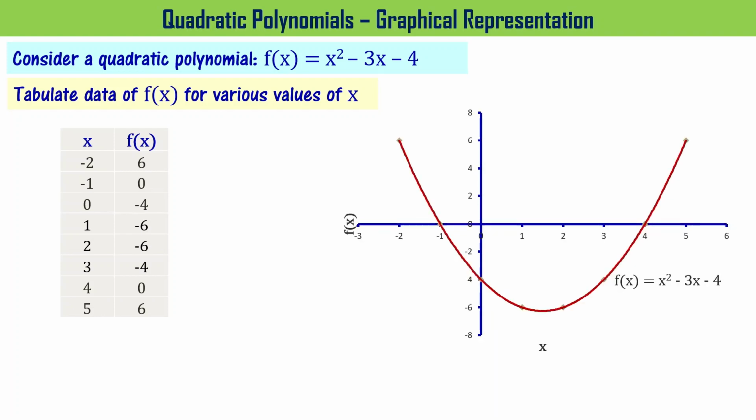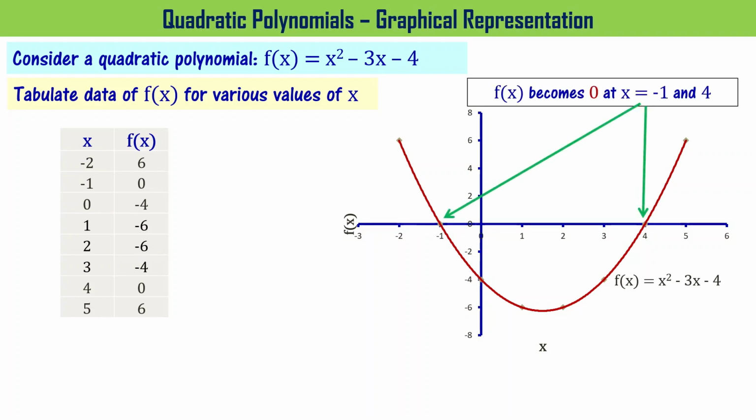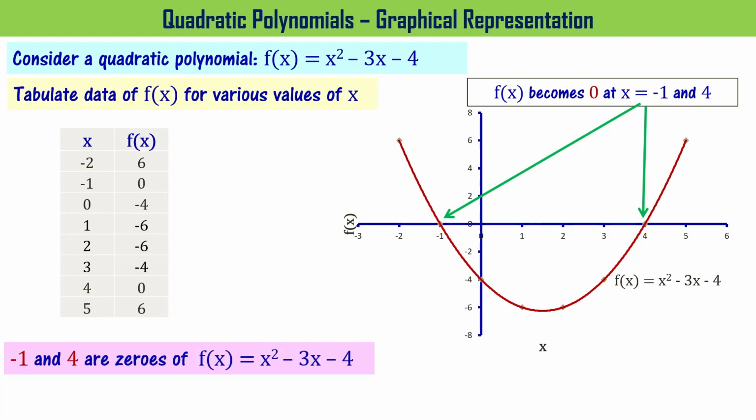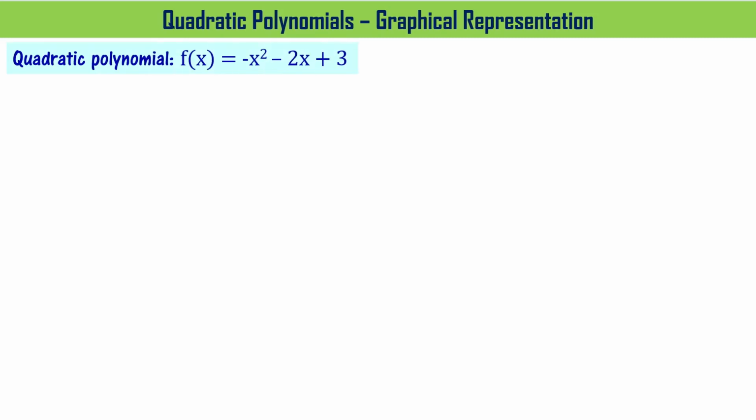In this figure, f of x equal to x square minus 3x minus 4 is shown using red colored curve. So when you are plotting a quadratic polynomial, you get a curve which is looking like a parabola. Please take a note of this. From this figure, you can see that f of x becomes 0 at two values of x, right? For x equal to -1, it is 0, and for x equal to 4 also it is 0. It means -1 and 4 are the zeros of f of x equal to x square minus 3x minus 4, right?